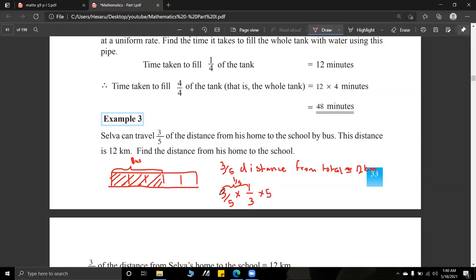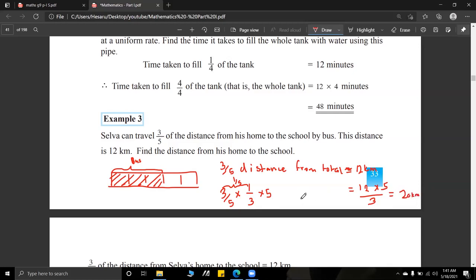Now you can see, in order to make this 3 over 5 a 5 over 5, you have divided this by 3 and multiplied it by 5. So that same thing should be done to this side too. The 12 is the original value, so you have to multiply it by 5 and divide it by 3. Let me write here the original value. 12 divided by 3 is 4. 4 into 5, it's 20 kilometers.